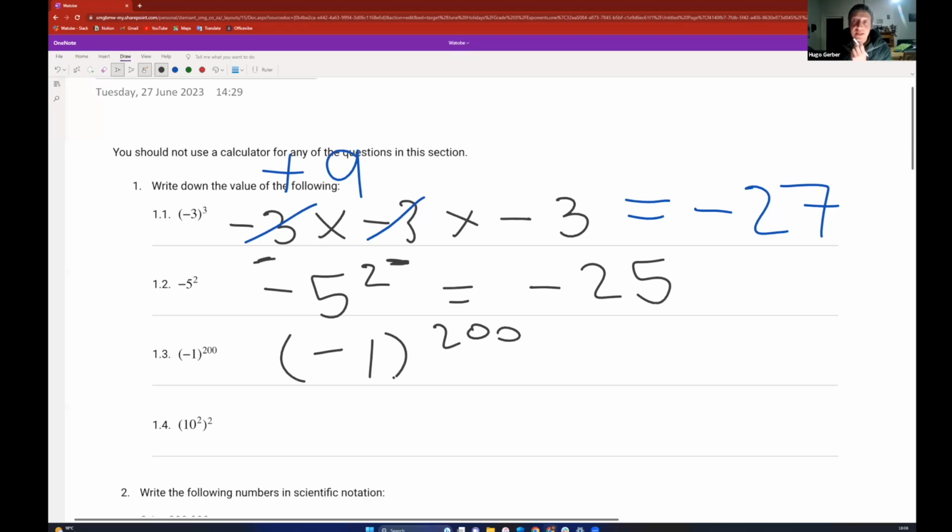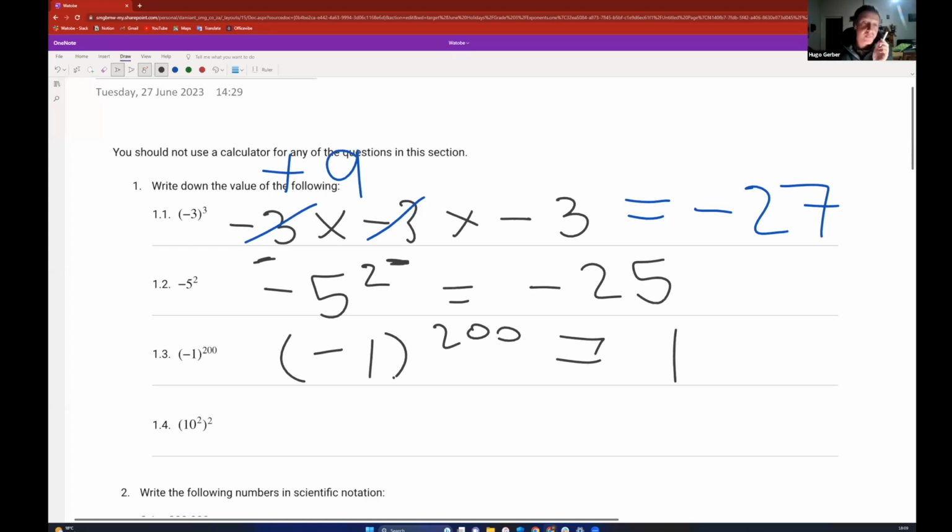So we can assume that the same goes for negative 1, okay? Negative 1 to the power of anything is going to be 1 also, okay? Not negative 1, it's going to be 1.